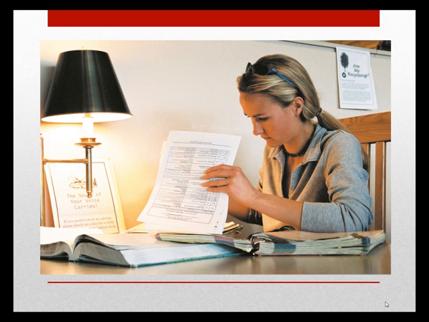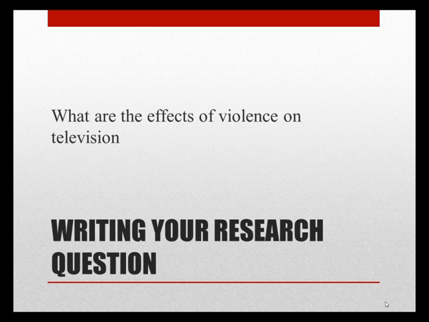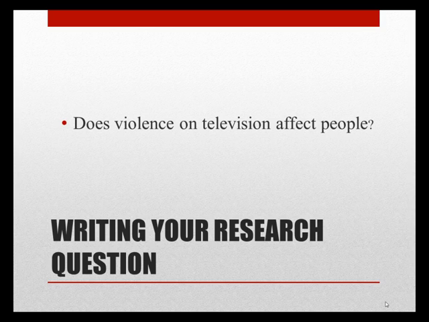Once you have answered what it is about your topic you want to know more about, you can begin to develop a research question. Let's take a look at an example. Let's say I want to write a research paper about violence on television. I want to know what the effects of violence on television are. My research question might look like this. What are the effects of violence on television? This is a common way to frame a research question, the effects of something on something else. Or I might phrase my research question as a yes or no question, like this. Does violence on television affect people?